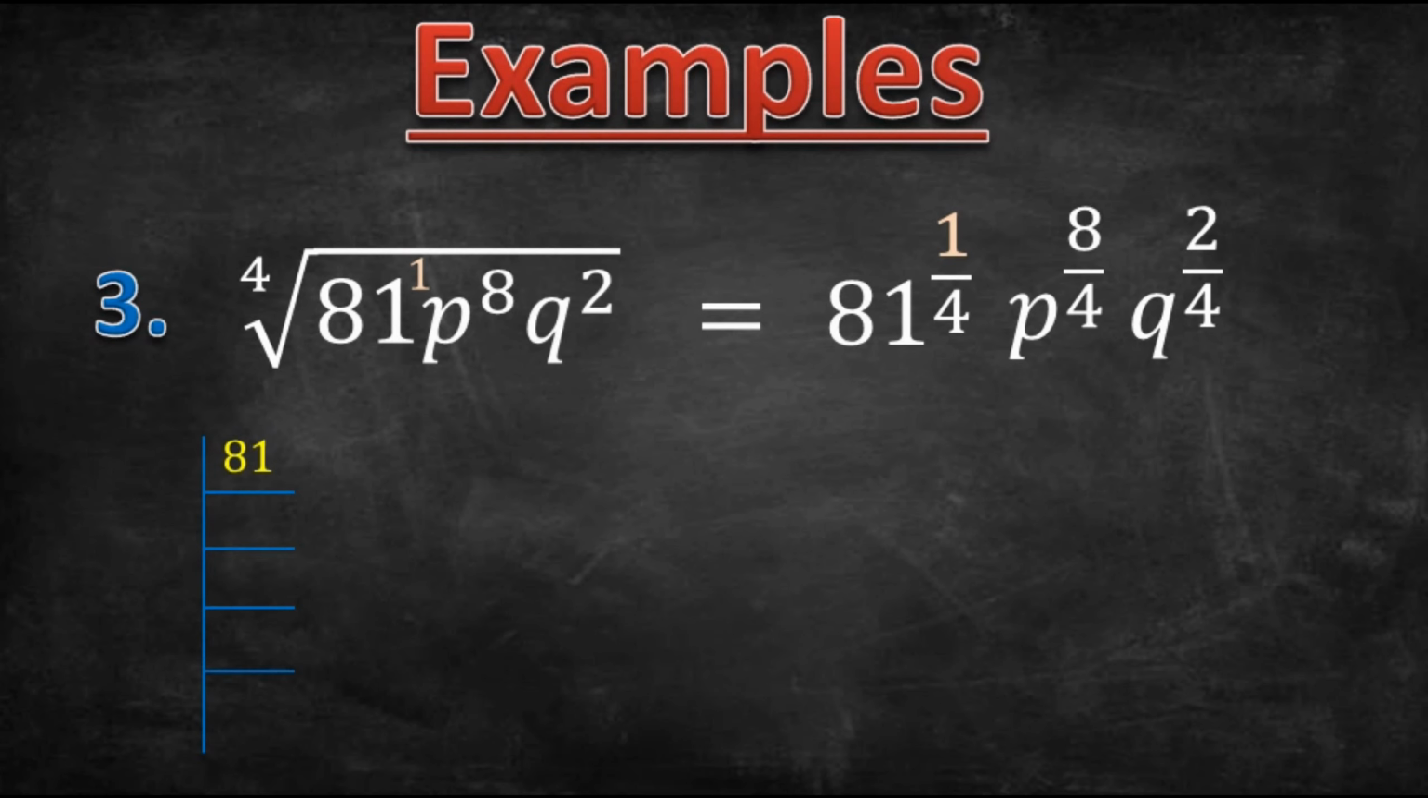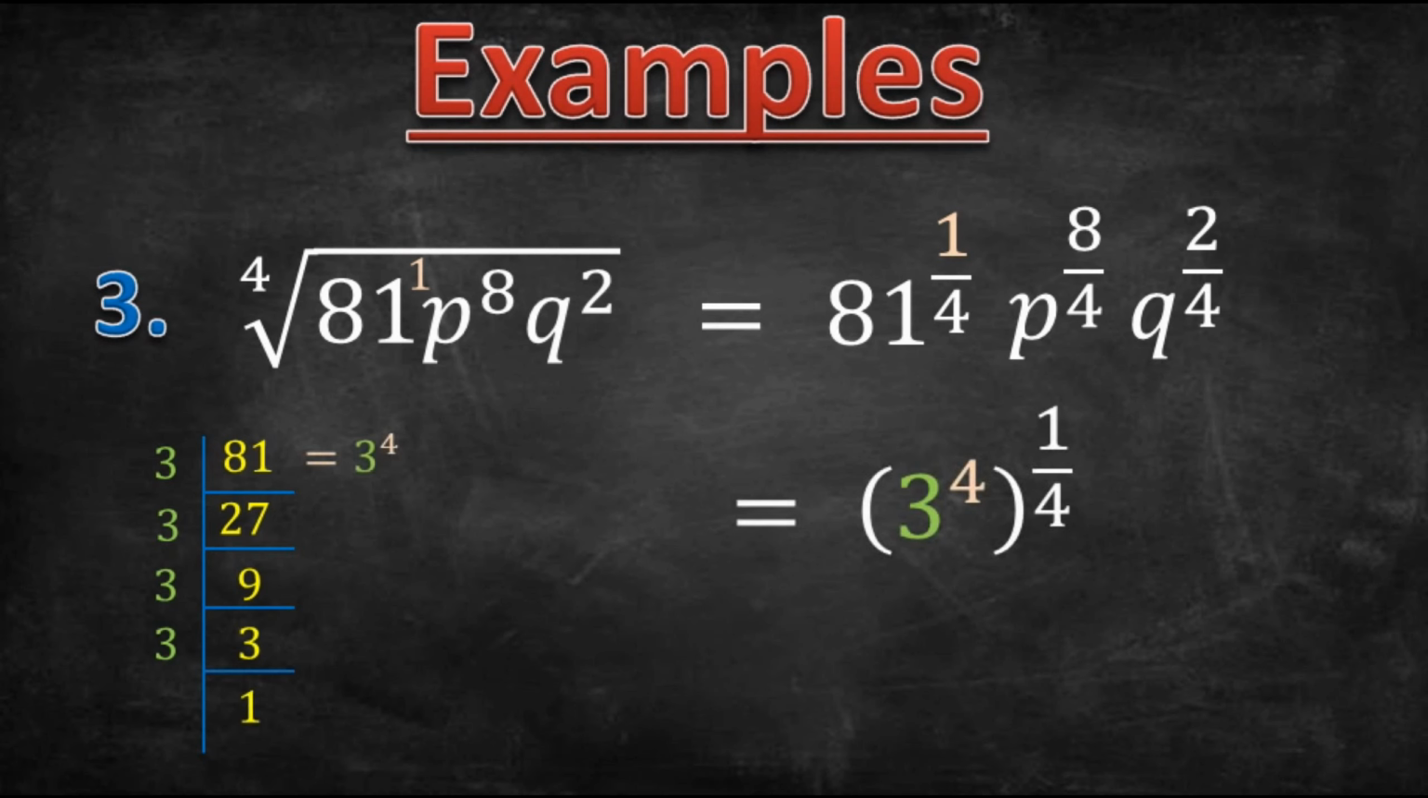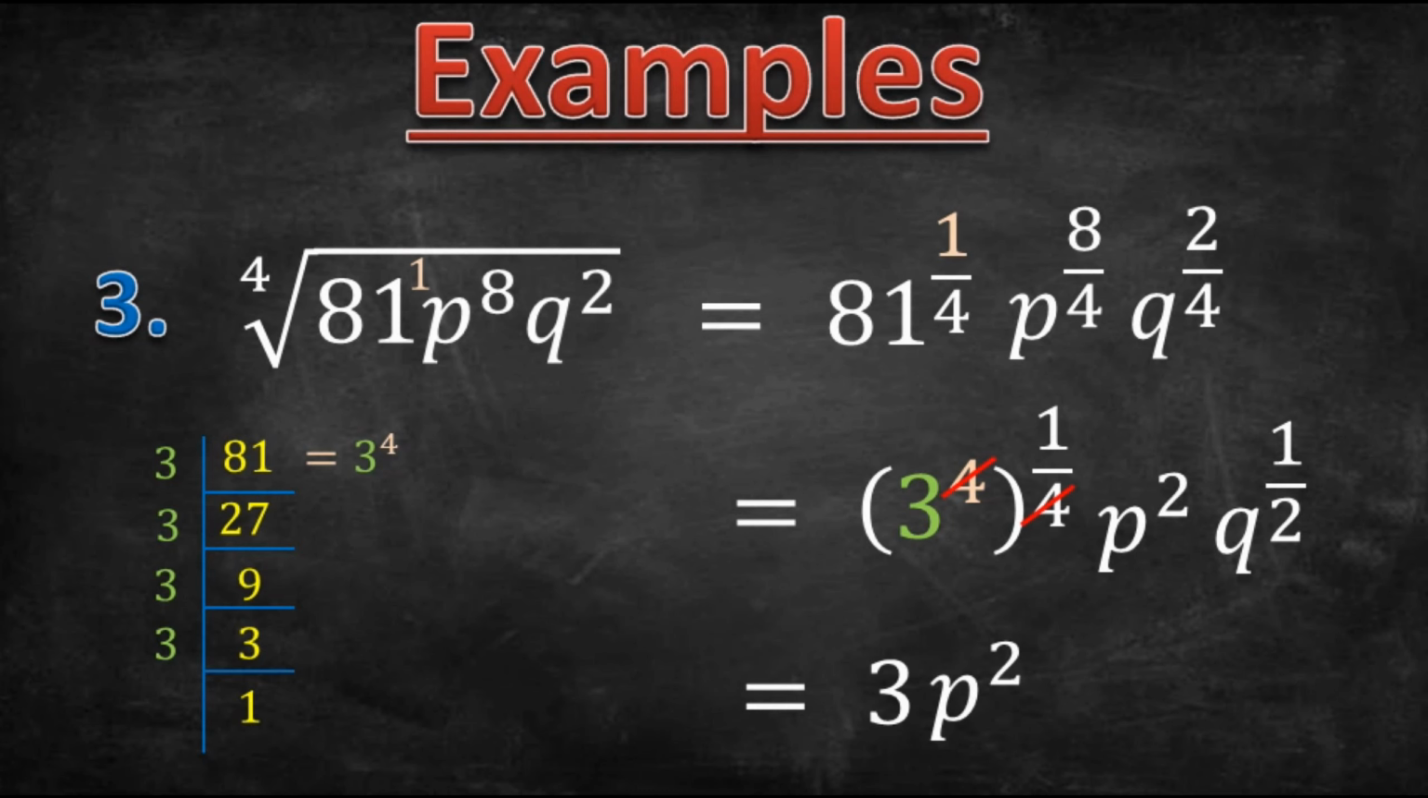So the smallest number into 81 is 3, and it goes 27 times. The smallest number into 27, 3, and it goes 9 times. The smallest number into 9, 3, and it goes thrice. And finally, the smallest number into 3, 3, and it goes once. So 81 can be replaced by 3 to the power 4. We can now use law 3 and multiply out the powers, and the 4's cancel. So we end up with 3p squared q to the 1 over 2.